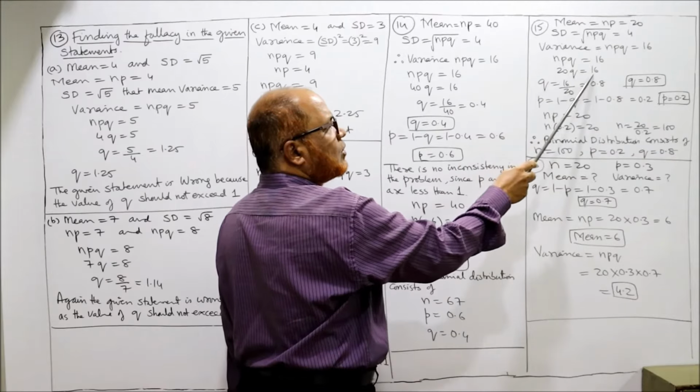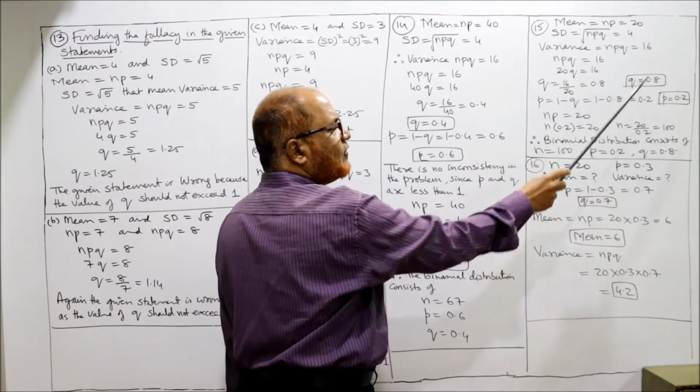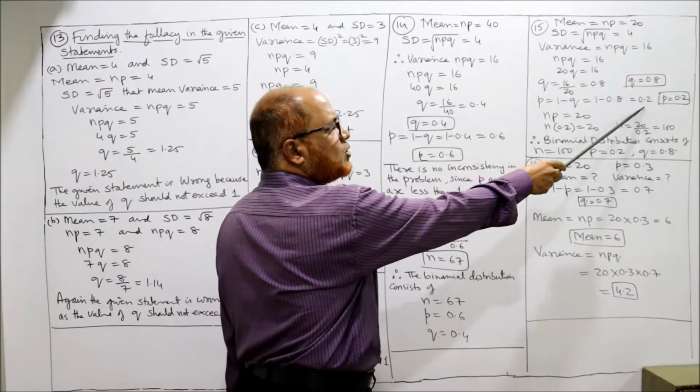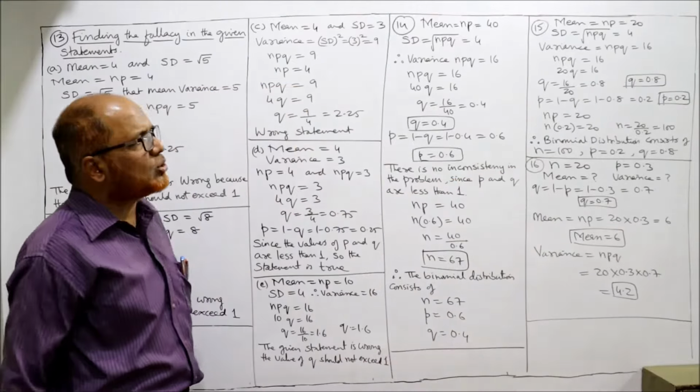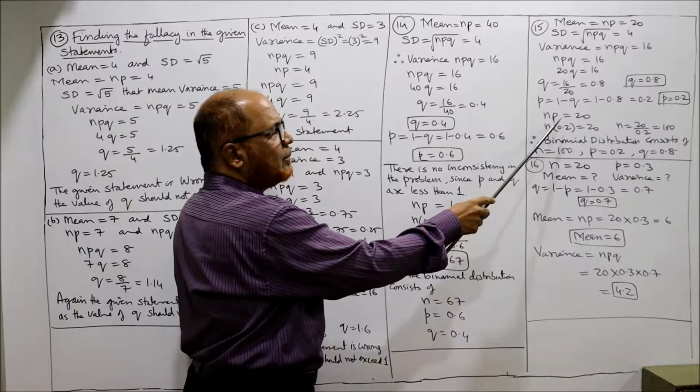So 20Q is equal to 16. Q is equal to 16 by 20, 0.8. So we got the value of Q, 0.8. P is 1 minus Q, 1 minus 0.8, 0.2. So we got the value of P, 0.2, Q, 0.8. NP is equal to 20. So N into P, P how much?